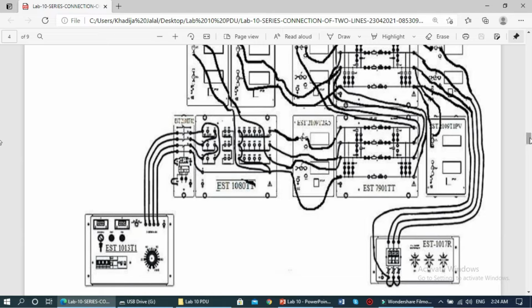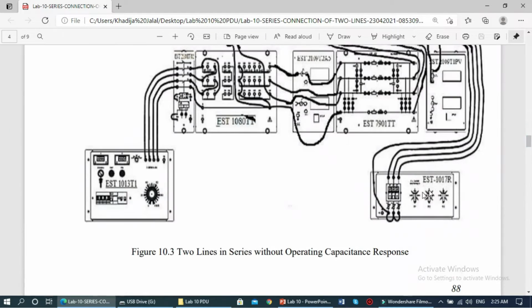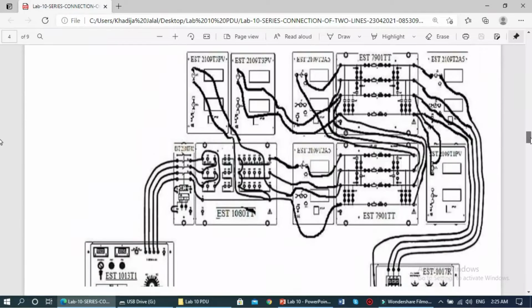This circuit is similar to our previous circuits, but the only difference is that we have used two transmission lines and both are connected in series, and we have to measure the current. Therefore the ammeter is connected in series with the load, and the load here is only a resistive load. So we have connected the resistive load here, and we have measured the load current. Therefore we have connected the ammeter in series.